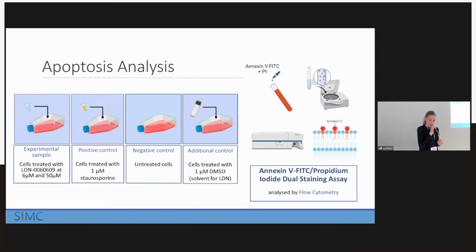And in our experiment, cells were treated with LDN in 2 concentrations. The positive control were cells treated with staurosporine, which is the inductor of apoptosis. Negative control, untreated cells, and additional control, cells treated with DMSO as a solvent for LDN. And we measured the outcomes by flow cytometry.